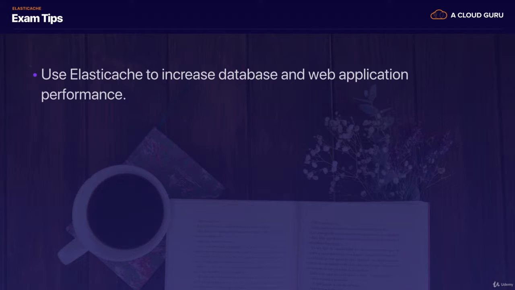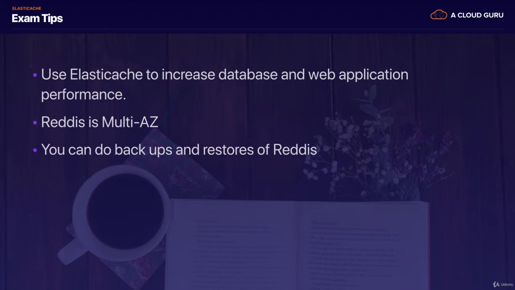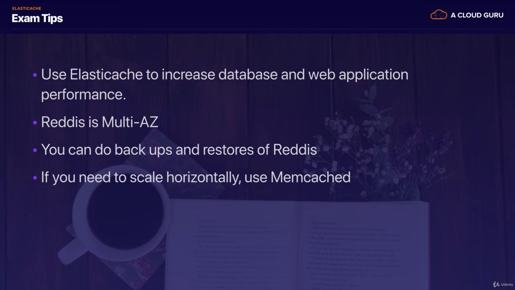At the Certified Solutions Architect Associate level, you're not really required to know the difference between Memcached and Redis, but you definitely need to know it going into the Certified Solutions Architect Professional exam. Just remember that Redis is multi-AZ and you can do backups and restores of Redis. And if you need to scale horizontally, then you want to use Memcached. If you want something that can be deployed quickly and easily and you don't need to worry about backups or multi-AZ, then you want Memcached.